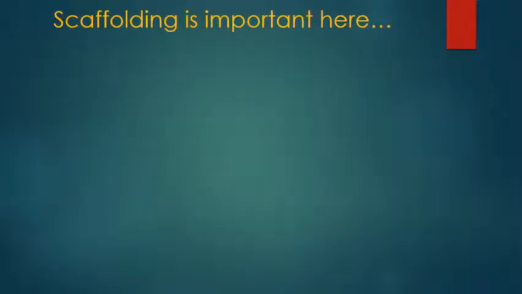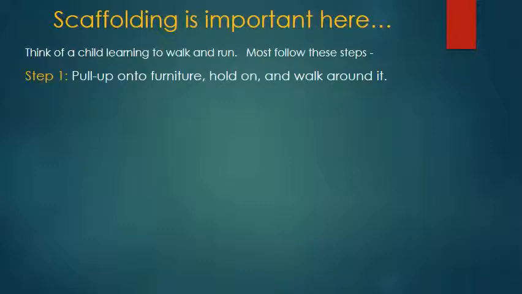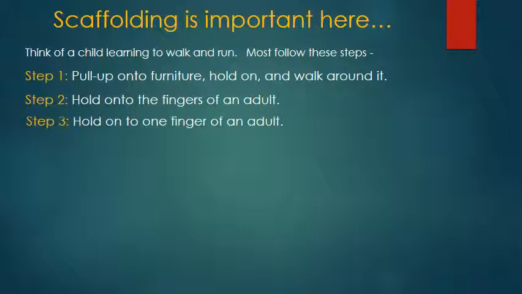Scaffolding is a very important thing to think about as you are creating student success outcomes. A good analogy for understanding scaffolding is to think of a child learning to walk and run. Most children follow these steps or something similar. Step 1, they pull up onto furniture, hold on, and walk around it. Step 2, they hold on to the fingers of an adult. Step 3, they hold on to one finger of an adult.